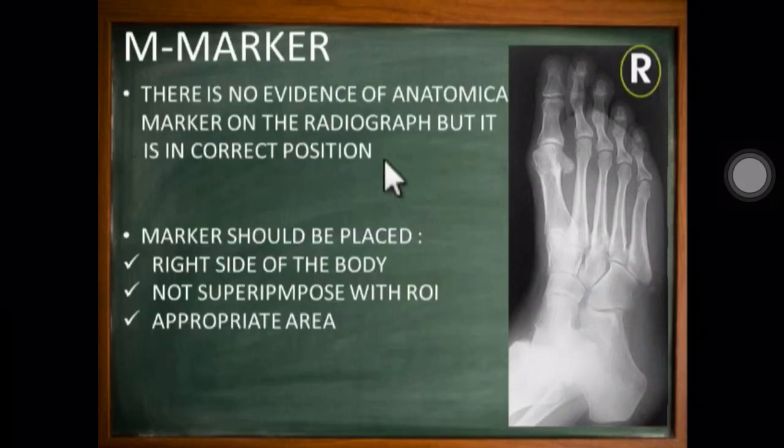For the marker, there is no evidence of anatomical marker visualized on the radiograph, but it is in the correct position. The lead marker should be used and placed at the right side of the body, not superimposed with the regions of interest, and placed at the appropriate area.